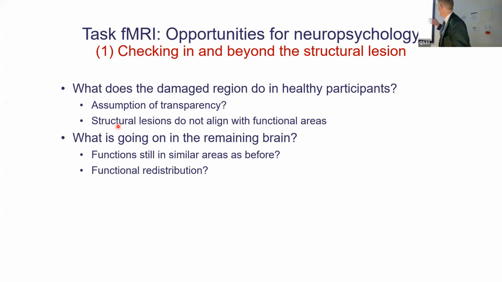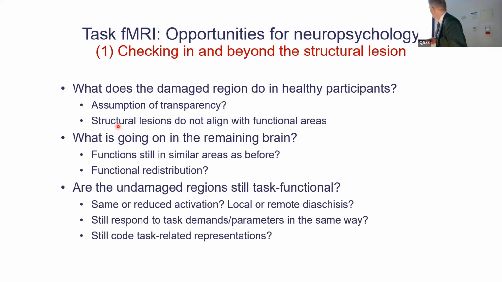And so we can have a look at: are the functions still in similar areas as before? Is there functional redistribution? All these kinds of things. And are the undamaged regions still task functional? It could be that they've shifted around. Is there reduced activation in remaining brain areas? So it's actually that there's a functional lesion as well as the structural, so diaschisis of some form. Do they still respond in the same way, in task-related parameters? And if we start doing decoding, are there representations in there, and have they shifted around? These are exciting things.